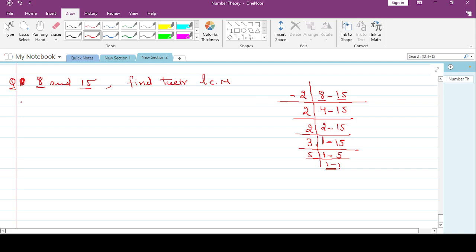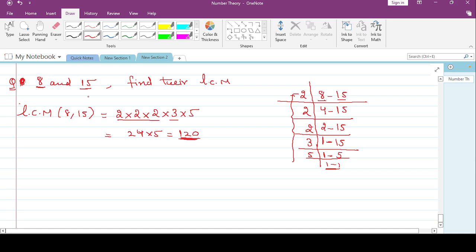And LCM of these two numbers 8 and 15, it is just the product of these numbers, okay. It is just the product of all these numbers. So 2 into 2 into 2 into 3 into 5, okay. So what is it? 8 3s are 24, 24 into 5 is 120, okay. So you see that this is the number which is LCM, and 8 divides 120 and 15 also divides 120.